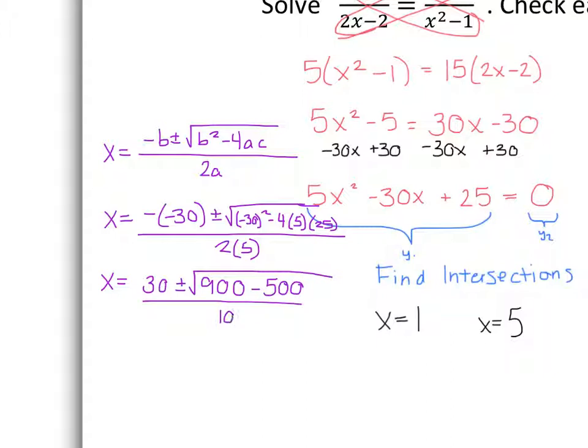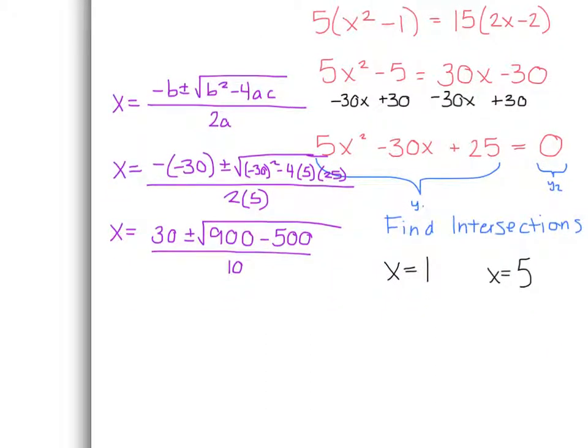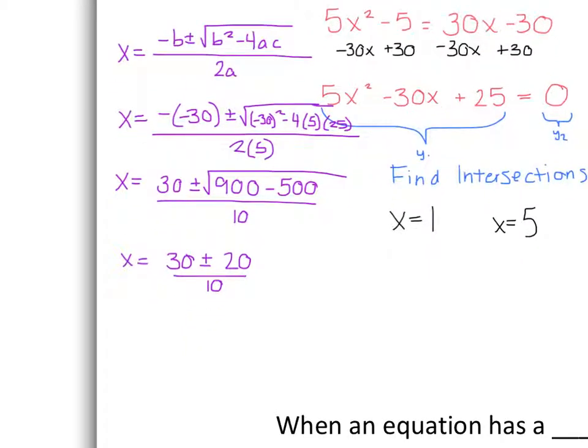Over 10. Okay, so that would give us, what's the square root of 400? 20. Okay, so let's see. If we use the plus, we'd get 50 over 10, which is 5. If we use the minus, we'd get 10 over 10, which is 1. So there are your 3 methods that you can use.